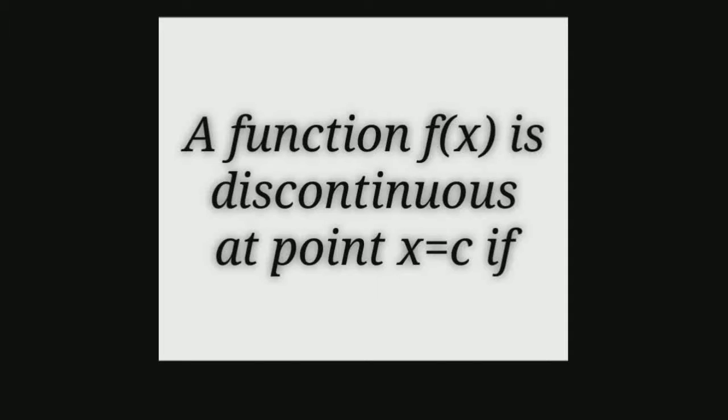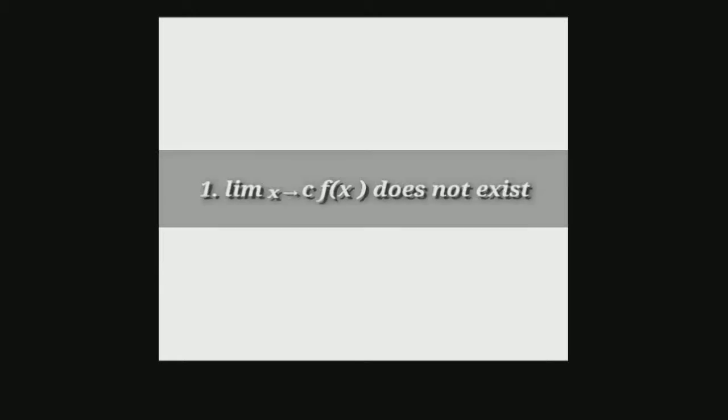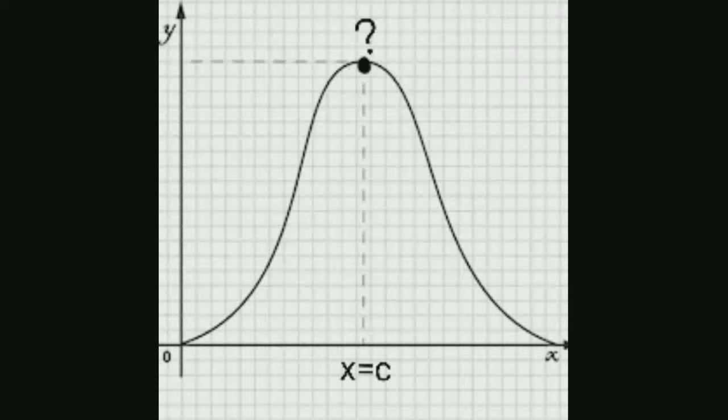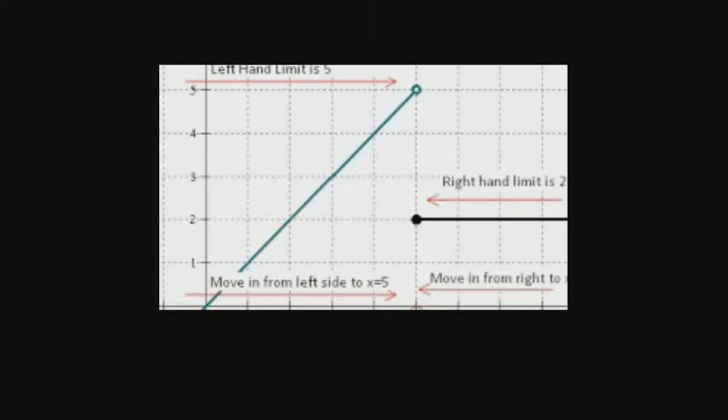There are also some conditions of discontinuity. A function is said to be discontinuous at some point when the limit of the function at that point does not exist. It means that the value of the function at point C is not defined, so the function is said to be discontinuous. The second condition of discontinuity is when the left hand limit is not equal to the right hand limit. That means the values of the left hand limit and right hand limit are different from one another. This is also a discontinuity of a function.